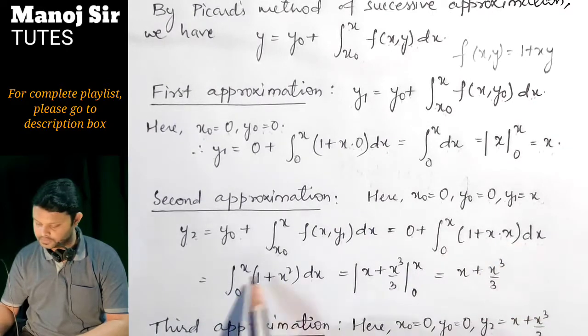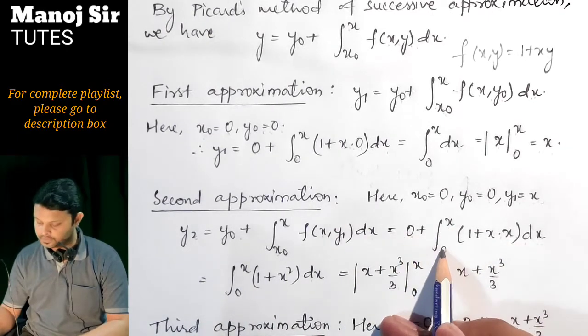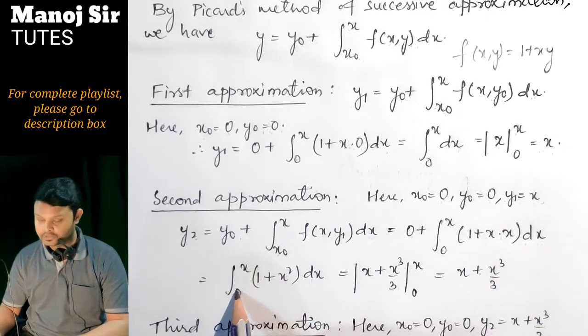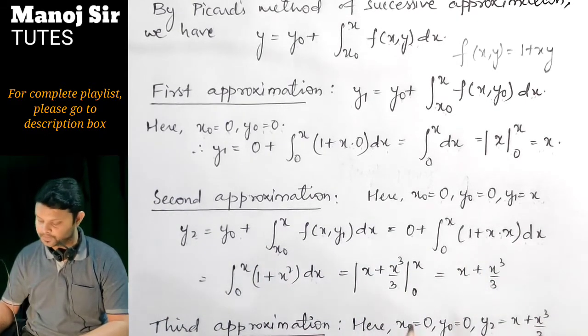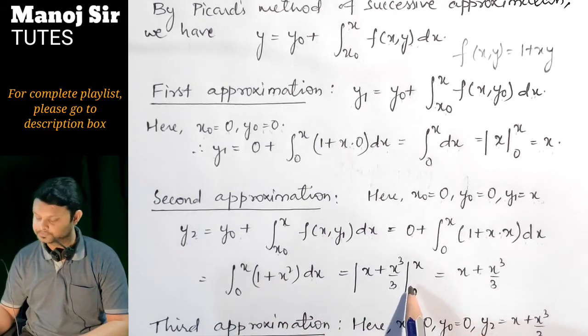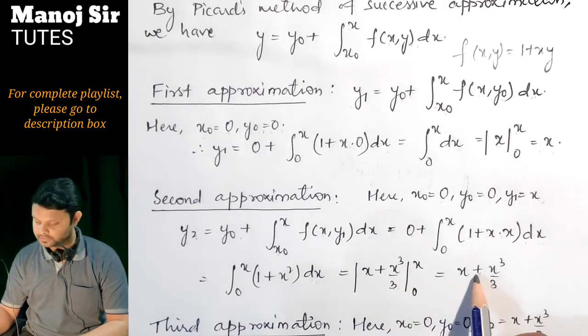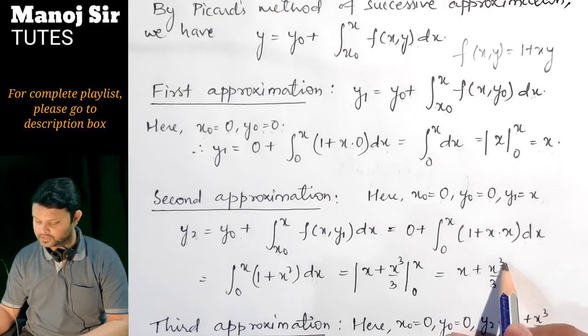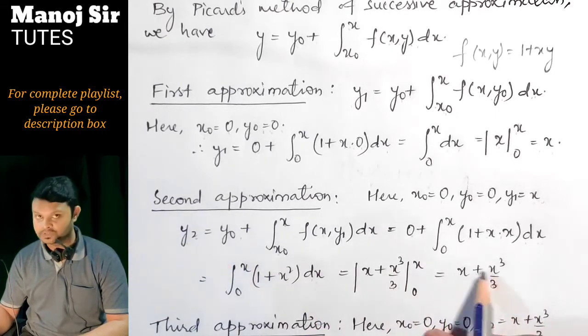Now simply solve this. This term is 0. Here we have the integral from 0 to x of 1 plus x square dx. Now simply solve this integration. This is very easy. Here we'll get x plus x cube upon 3, with limits from 0 to x. So y2 equals x plus x cube upon 3.